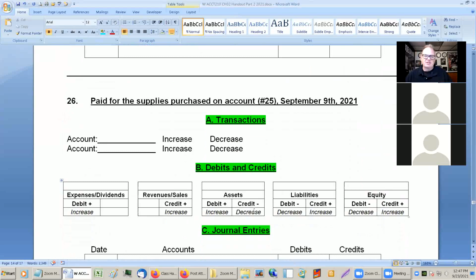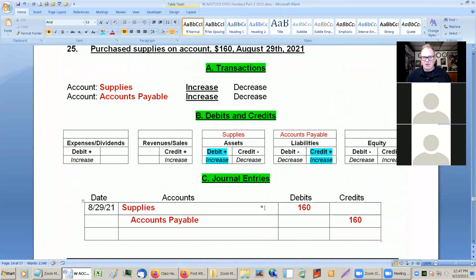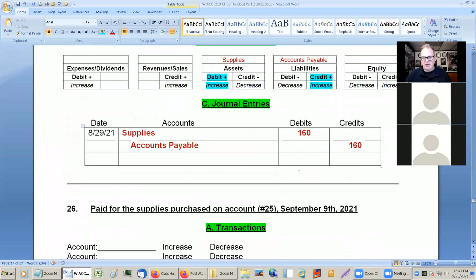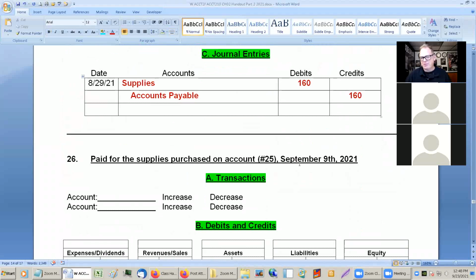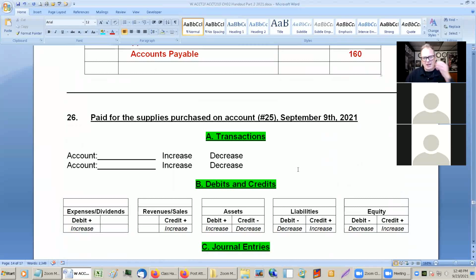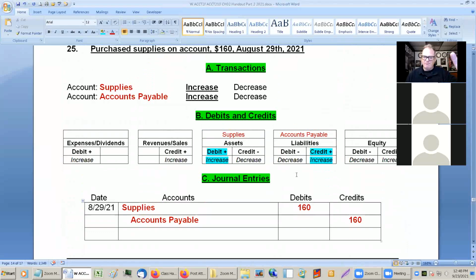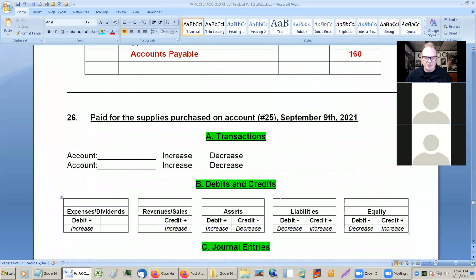Okay, and for instance, this next one too, paying for it. At least once a month or twice a month or whatever, you're going to pay for whatever you bought. So they bought it on August 29th and they're paying for it on September 9th. So this is kind of the full cycle. And this is kind of why I put it in here, just to show you, let me put it in the journal for this.